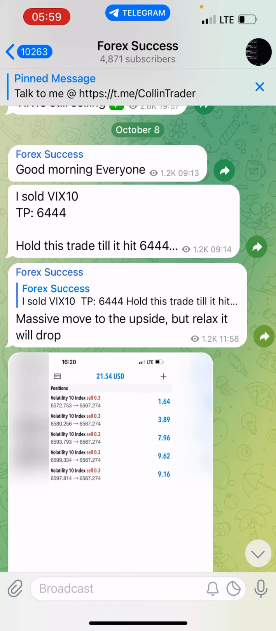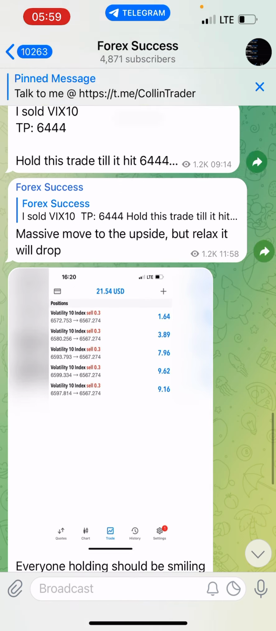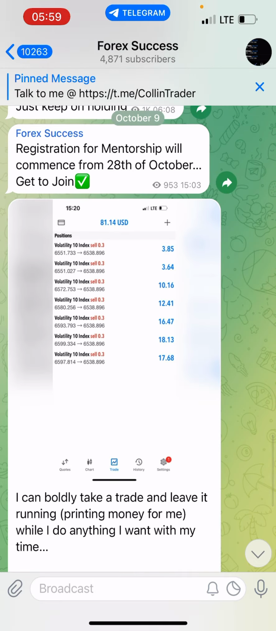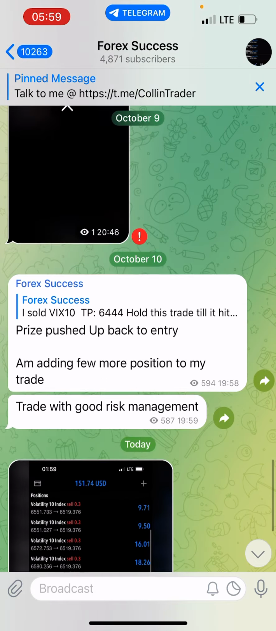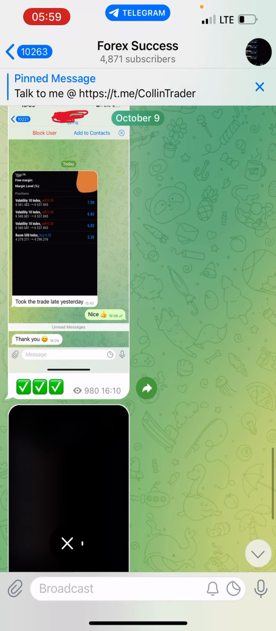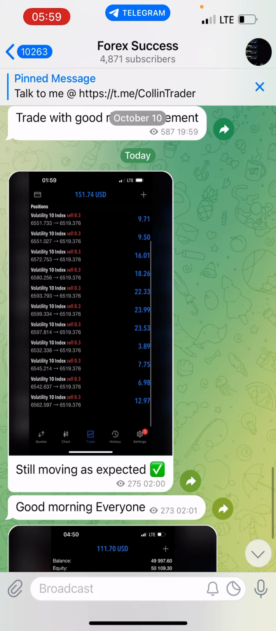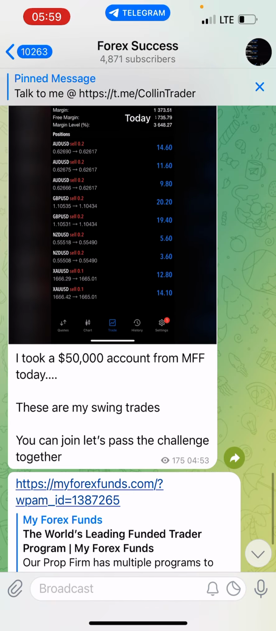You see right here, we hold this trade and we're actually in profit. The trade kept on moving, $51, kept on moving and moving and moving. You can see these are group members that took the trade, sending me screenshots of their profit. So you can see where we are right now. The trade is still moving.